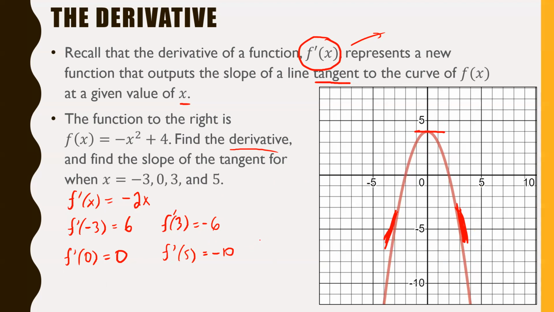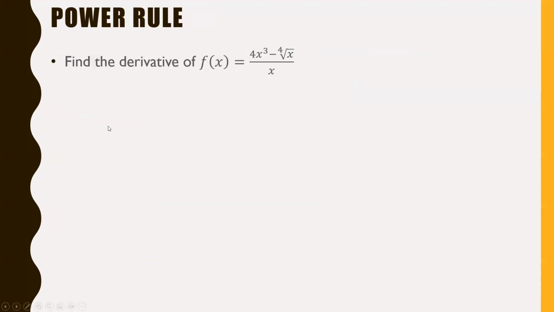So again, the derivative just tells you what the slope of the line tangent to the original curve is at any point x, right? So the slope can change depending on what x is, depending on your function, of course. All right, so here's another power rule question.